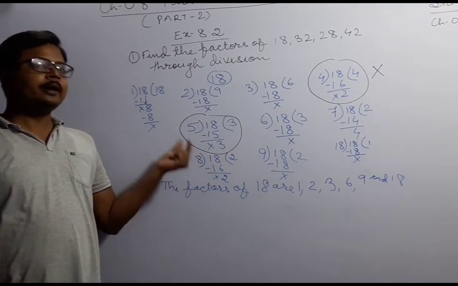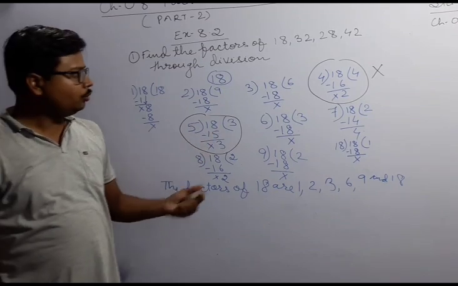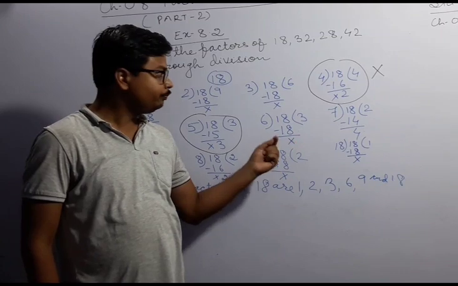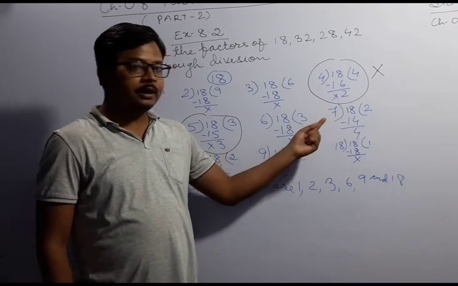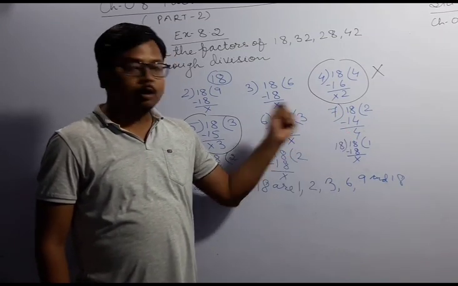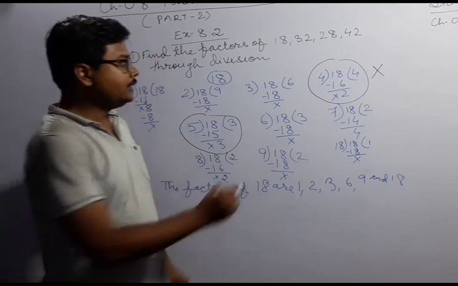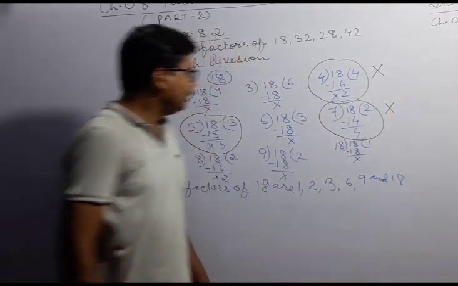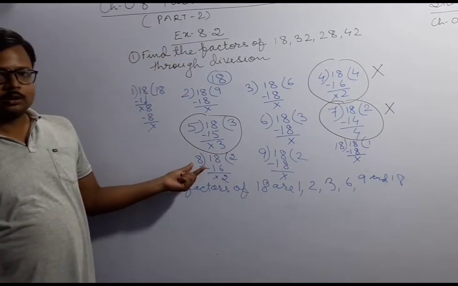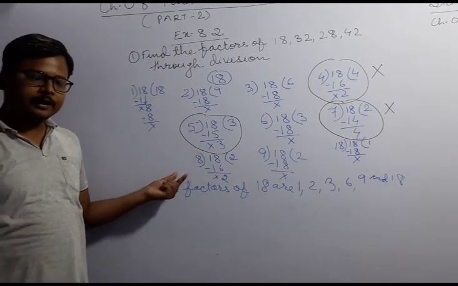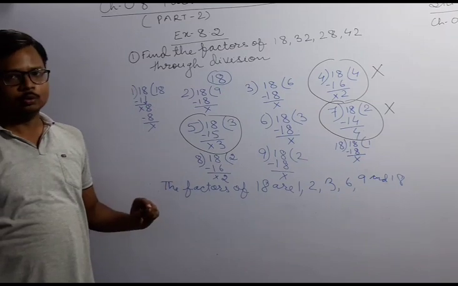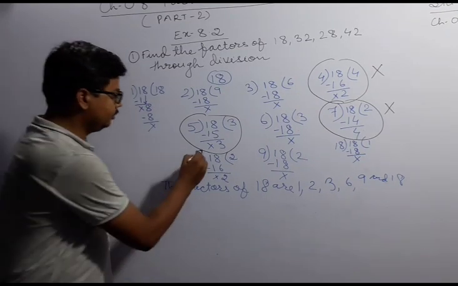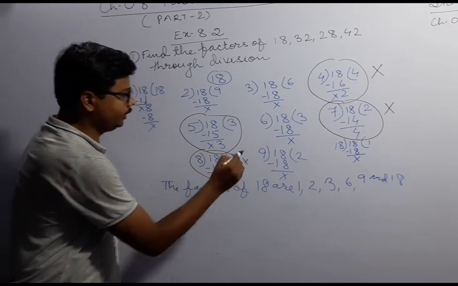Rather, we should get the remainder 0. Let us continue. When we divide 18 by 6, we get remainder 0. When we divide 18 by 7, we get remainder 4. So 7 is also not a factor of 18. Now let us continue. 8. We divide 18 by 8, we get the remainder 2. That means 8 is also not a factor of 18. I am circling it and crossing it.